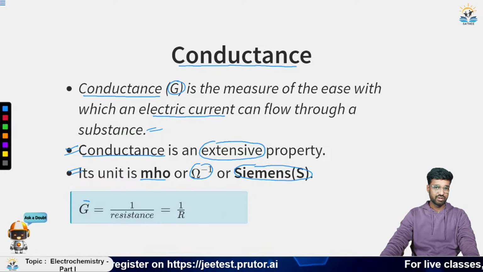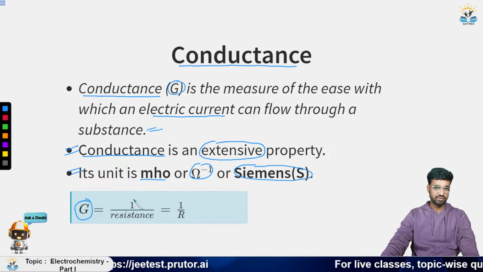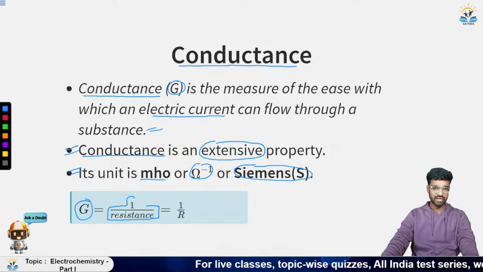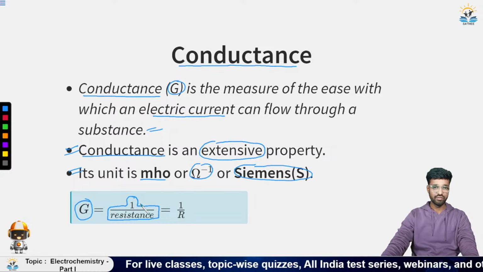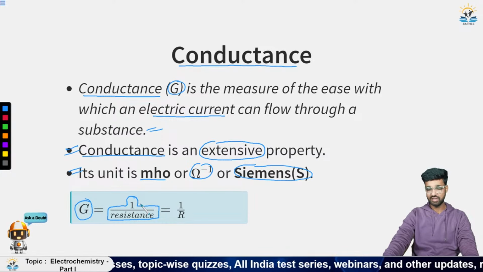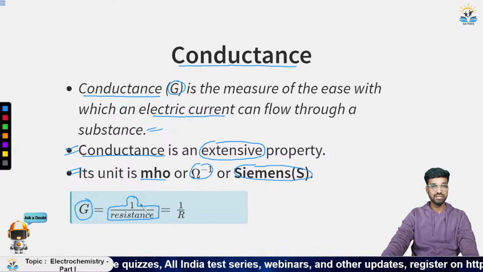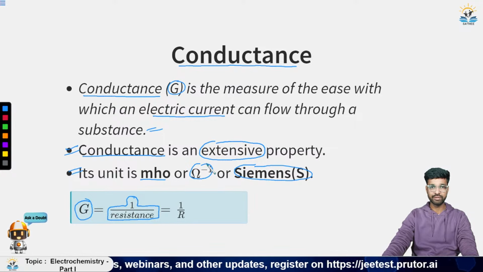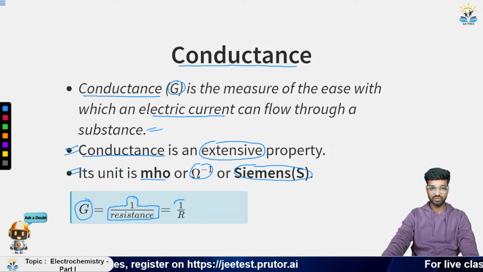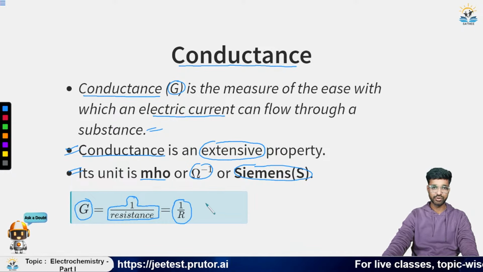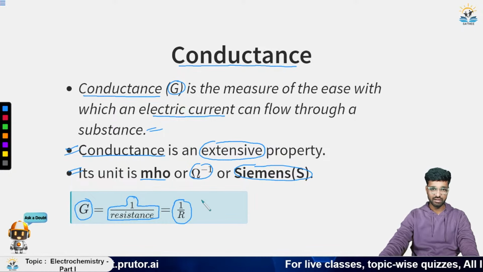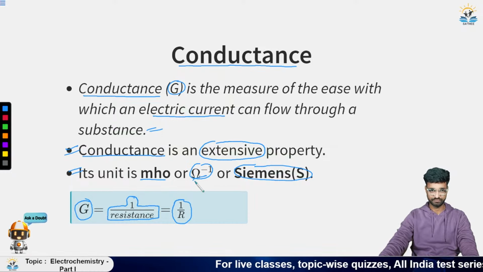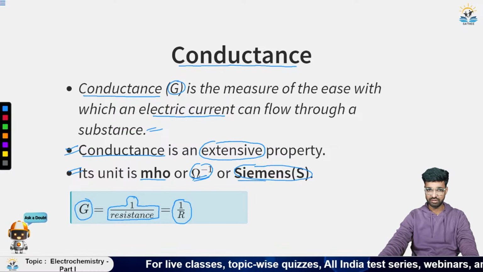So what is the formula for this conductance? It is given by G is equal to 1 by resistance. By resistance we mean it is a measure of how a conductor can resist the flow of electricity. Since G is the reciprocal of resistance, it is the measure of ease with which electric current can flow through a substance. Now we know that 1 by R, so what is the unit of R? It is omega. So 1 by omega, that is omega inverse. We also use this, that is Siemens.